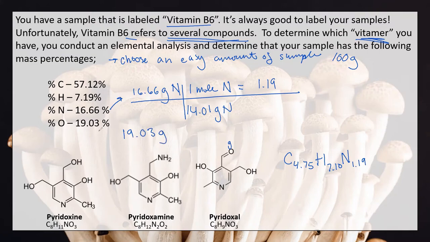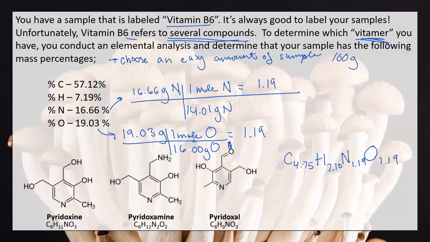19.03 grams, right? Because 19% of 100 grams. So this little guy didn't get crossed out. Ooh. See, this is why I like the ladder. It keeps me from writing down silly stuff. 16.00 grams oxygen, 1 mole oxygen equals 1.19. And without even solving for the empirical formula, there's kind of a clue here, right?